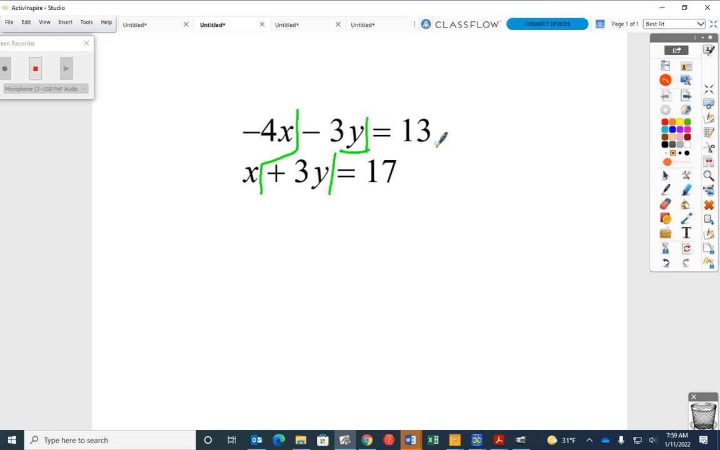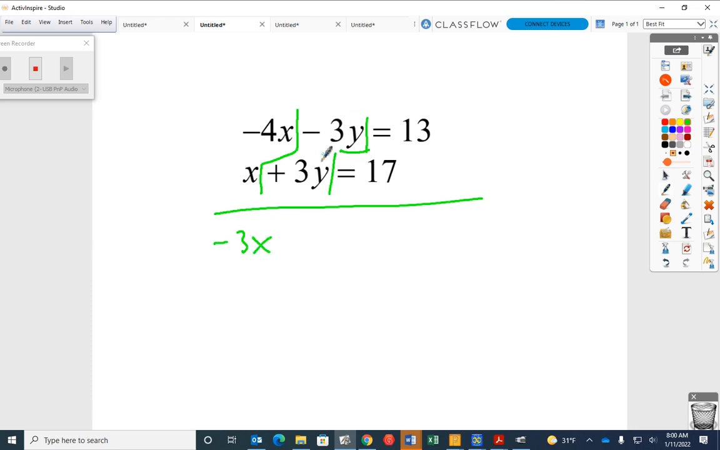What we're going to do is see whether, in any of these columns, specifically the x or the y, combining the top with the bottom would eliminate one. Look at the first one. If we combine negative 4x and x, that's like negative 4 plus 1. What does that give us? This is a negative 3x.